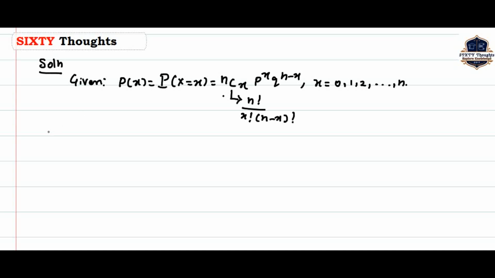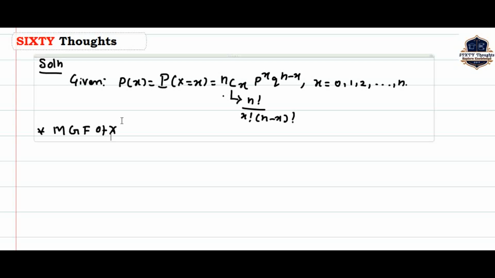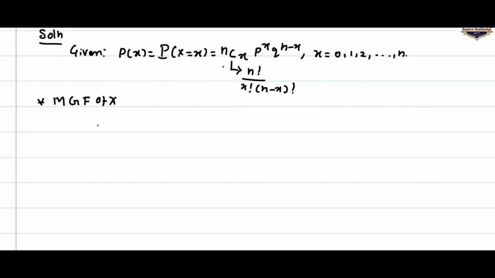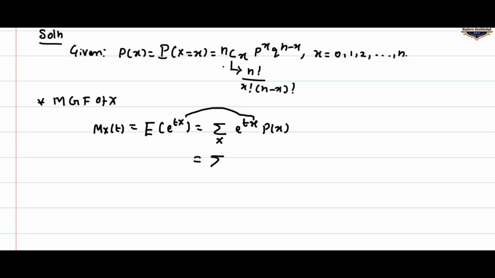So now we are going to do step number 1. What is step number 1? We find the moment generating function of capital X. Capital X is nothing but the random variable. The given distribution, the binomial distribution, is always a discrete distribution. So the moment generating function of this discrete distribution is the expected value of e^(tX), that is the summation of e^(tx) into p of x, where we replace capital X with small x.